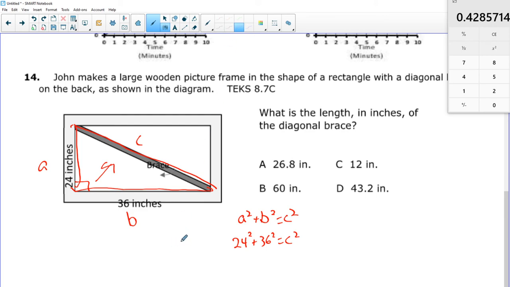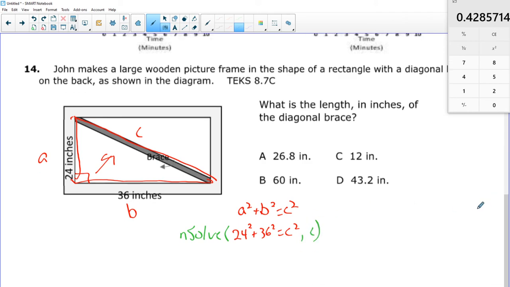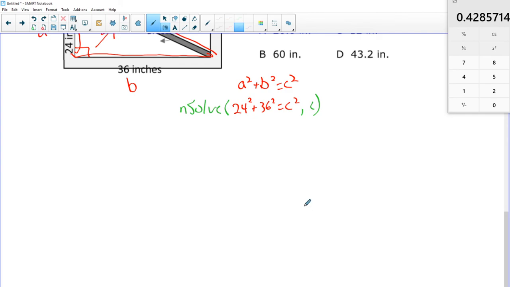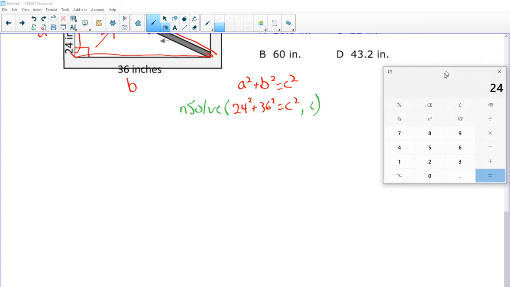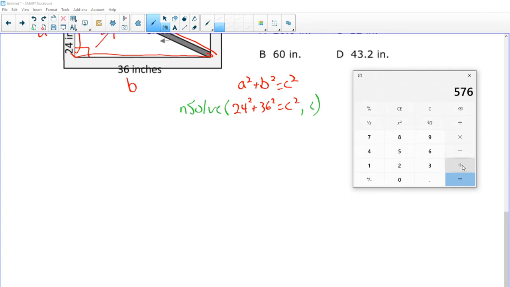So one last time, if you have your calculator, you can put nsolve, all that, comma C at the end, and be done. Otherwise, since C's already by itself, we can just do 24 squared plus 36 squared. We get 1296. So the square root of whatever that is is going to be our answer.